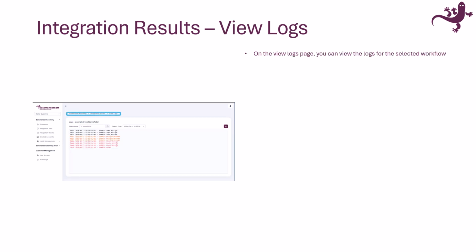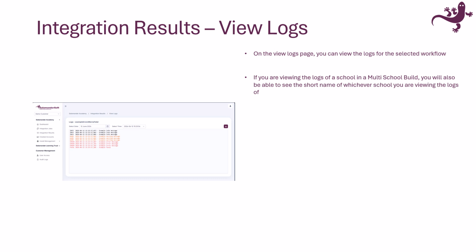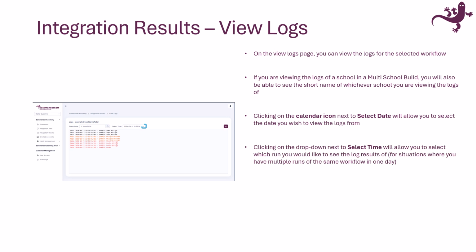On the View Logs page, you can view the logs for a selected workflow. If you are viewing the logs in a multi-school build, you will also be able to see the short name of whichever school you are viewing the logs of. Clicking on the calendar icon next to Select Date will allow you to select the date you wish to view the logs from. Clicking on the drop-down next to Select Time will allow you to select which run you would like to see the log results of. This is for situations where you have multiple runs of the same workflow in one day.